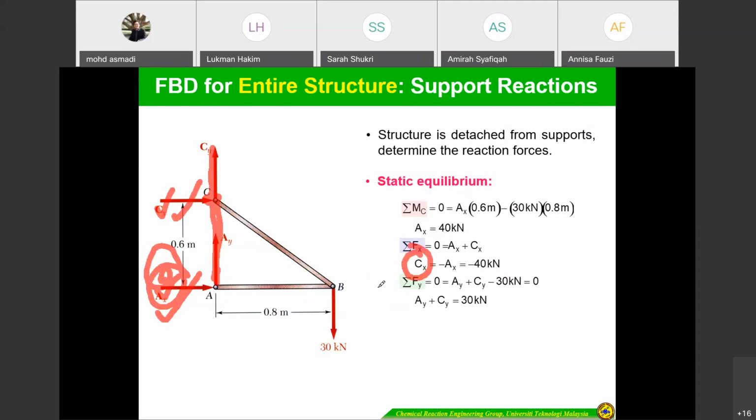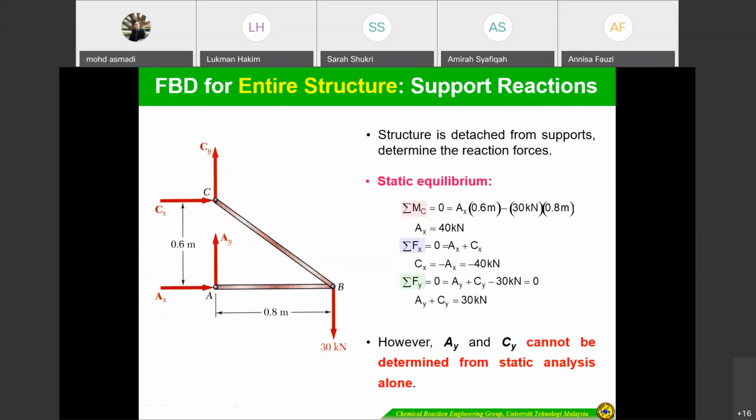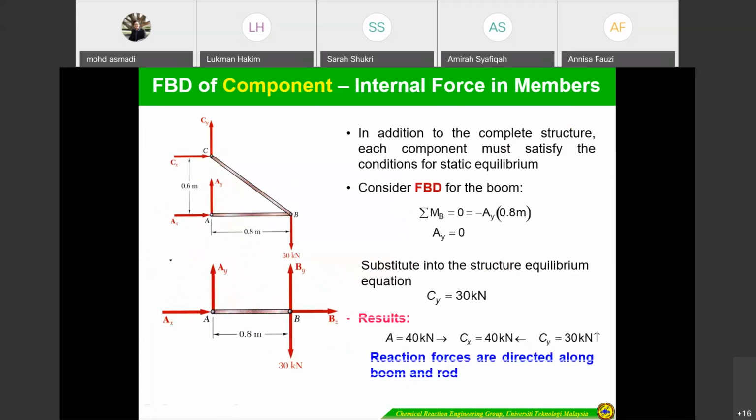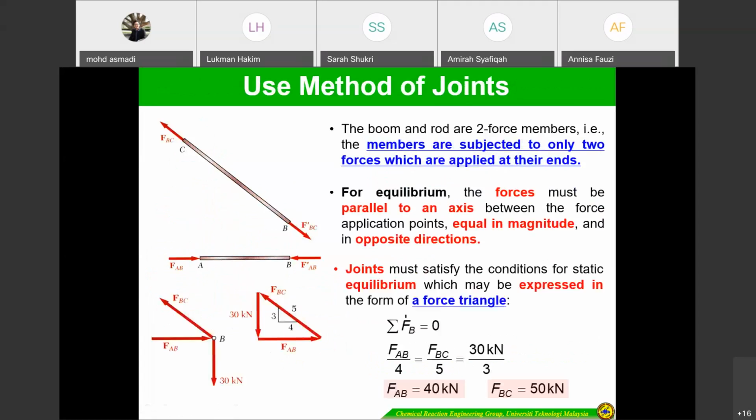So we can determine it. And then total Fy, so we can determine AY as well as CY. However, AY and CY cannot be determined from the static analysis alone. If you look at here, what we have to do is use the trigonometry method. So if we determine by using trigonometry methods, we can determine FBC as well as the other force.